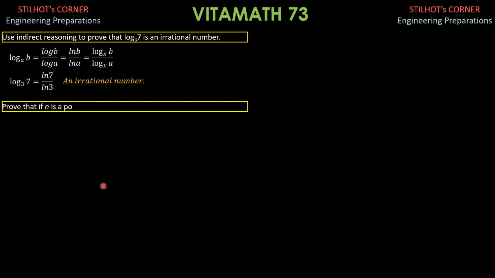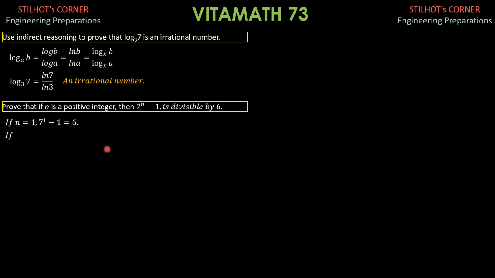For the second problem, prove that if n is a positive integer, then 7 to the n minus 1 is divisible by 6. So let's have deductive reasoning here by first setting n equals 1. So if n is 1, then 7 to the 1 minus 1 is 7 minus 1, so 6. So it holds when n is 1.